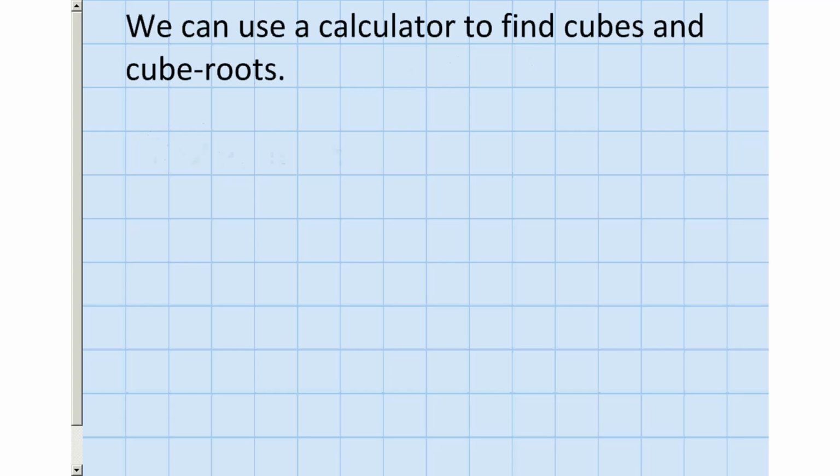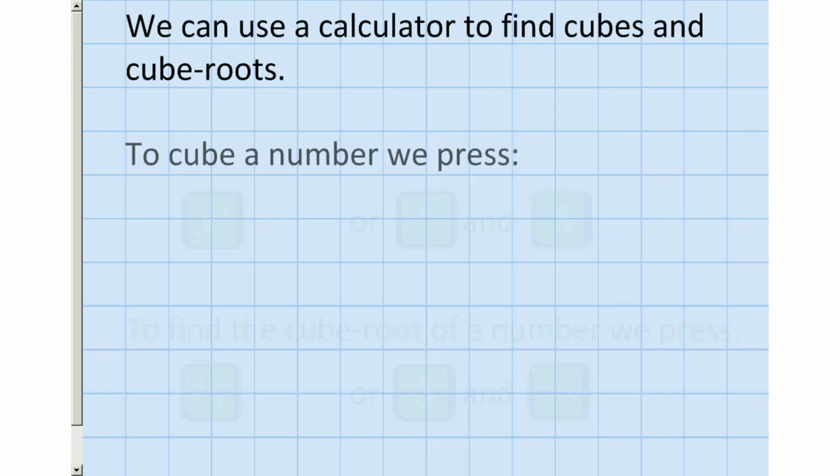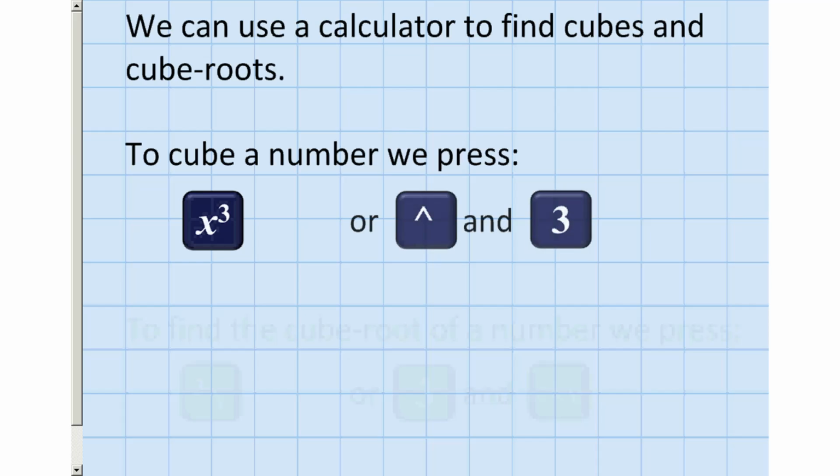Now we can also use calculators to find cubes and cube roots, but it's not as straightforward as for square and square roots because different calculators will do it different ways. Now to cube a number, your calculator will hopefully have a cube button, an X with a little 3. If not, you may have to press a combination of buttons, usually this arrow symbol and then the 3. If you're not sure how to use a calculator, it's best to refer to its instructions. It'll tell you how to do cubes and squares and stuff like that.